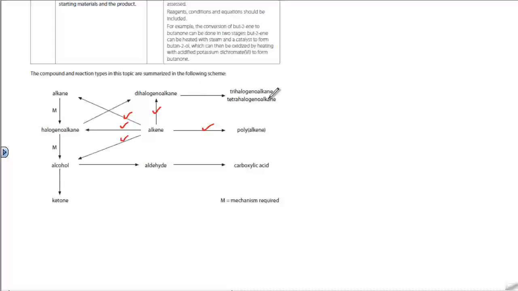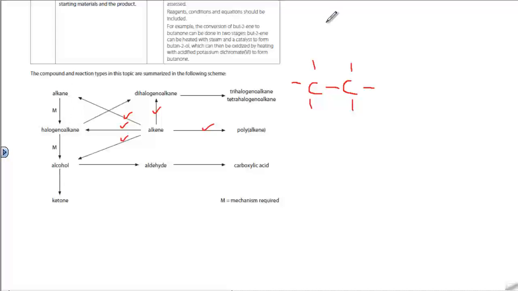A dihalogenoalkane to a trihalogeno or a tetrahalogenoalkane. That is a process not very common. I really doubt that they're going to ask you to do this one, but if you remember one of the ways of creating a halogenoalkane, especially this one here, from here to here, why don't we start there? We'll start here and we'll do this mechanism.